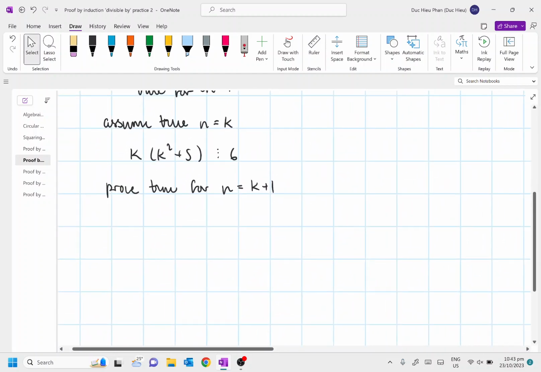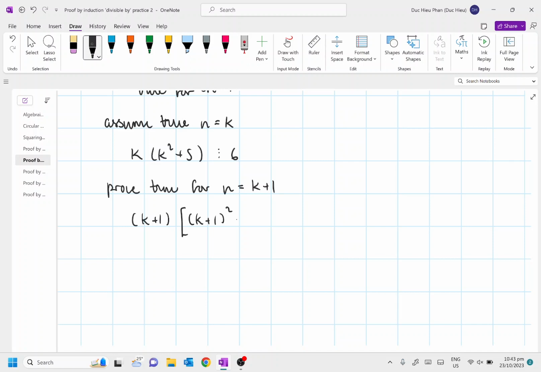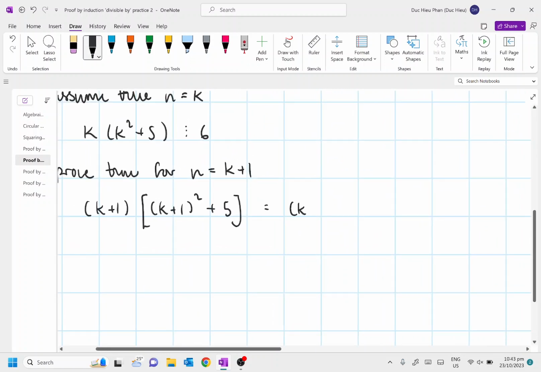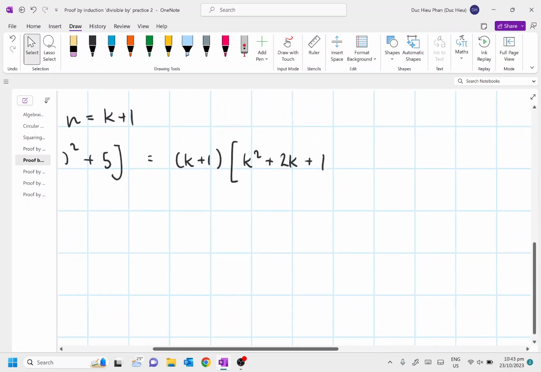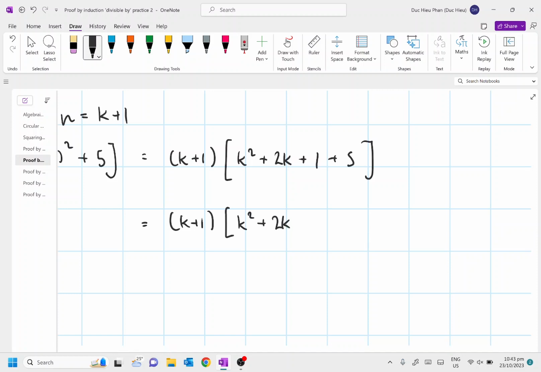All right. So let's write out everything. k plus 1 all times k plus 1 squared plus 5. And I think it's best just to expand this. So again, k plus 1 and times this by k squared plus 2k plus 1. Okay, and we plus 5 to this. So that makes it k plus 1 times k squared plus 2k plus 6.